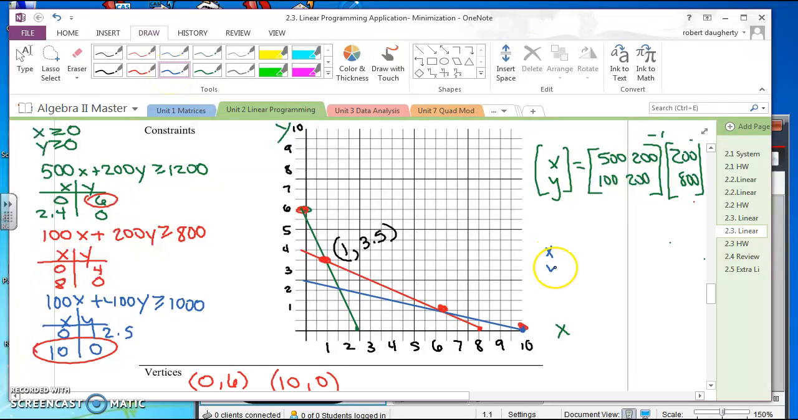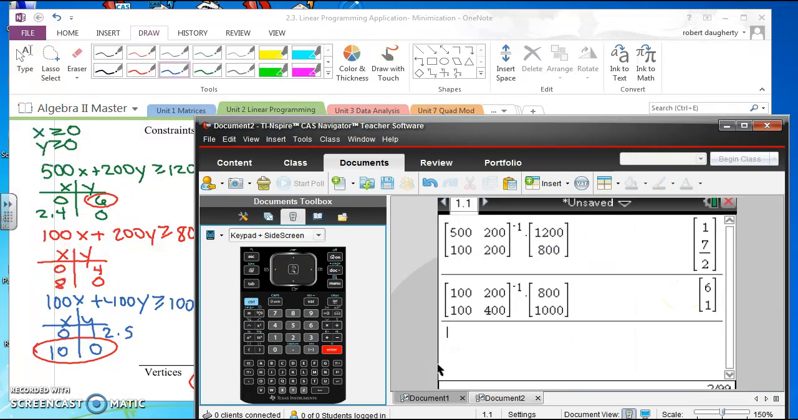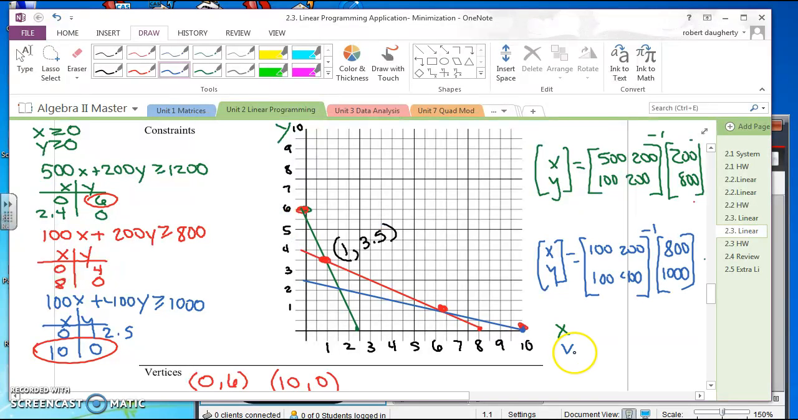Now the intersection of the red line with the blue line, I can do that with matrices as well. I'm going to have xy is equal to the inverse of the matrix 100, 200, 100, 400 times the solution 800, 1000. And I've entered that already in my calculator. 100, 200, 100, 400, 800, 1000, and I get 6, 1 for the answer there. So that tells me xy is 6, 1. So this point right here is 6, 1. So now I have all of my vertices.